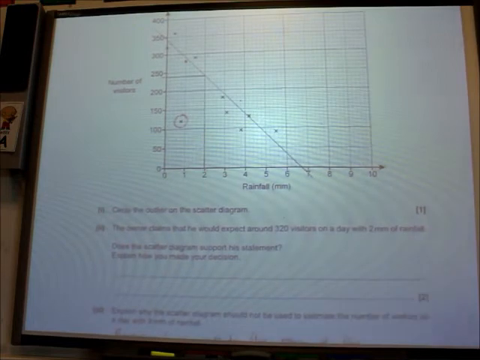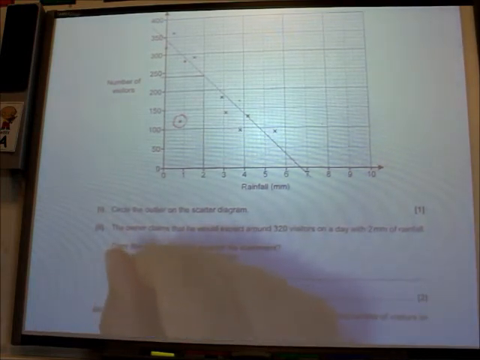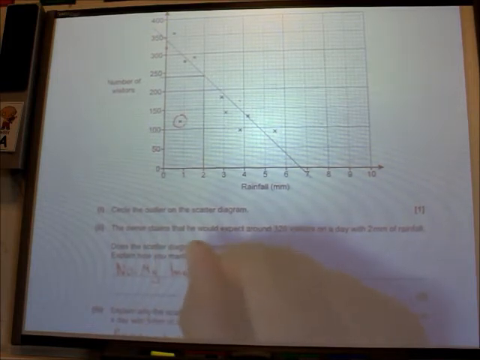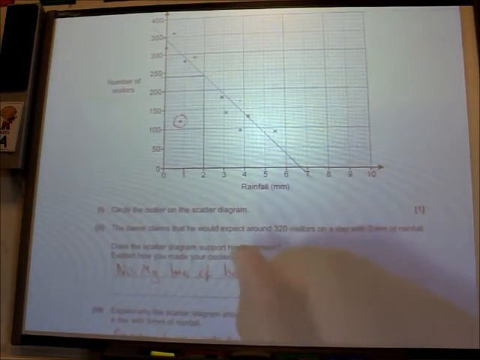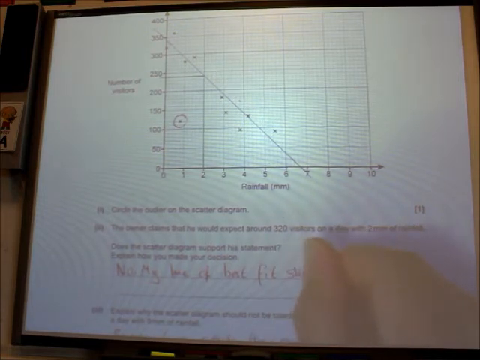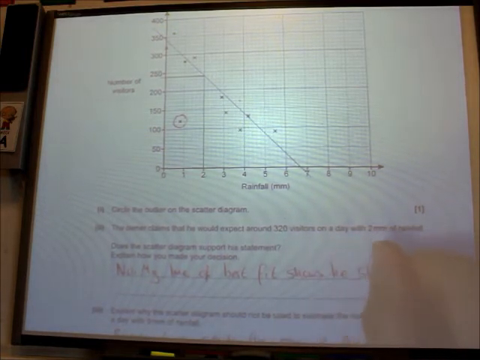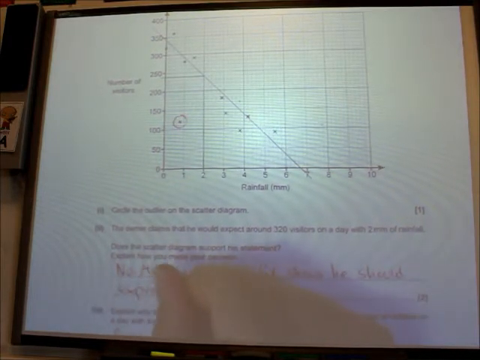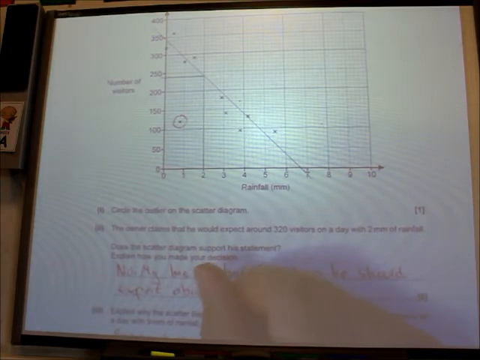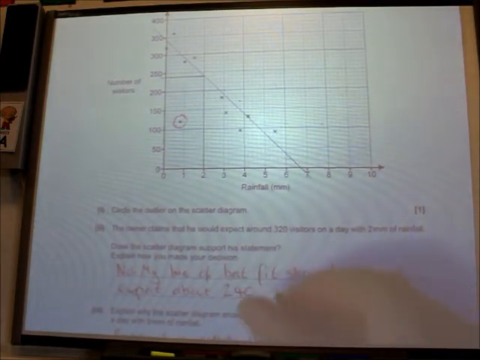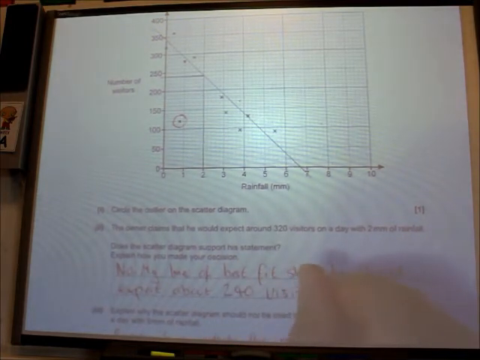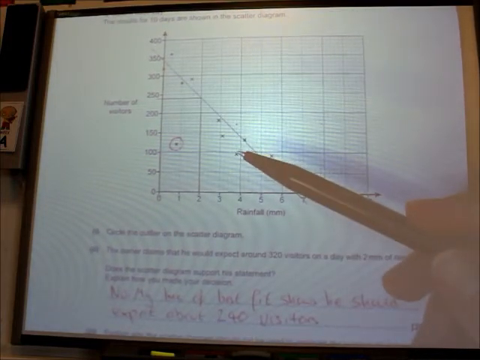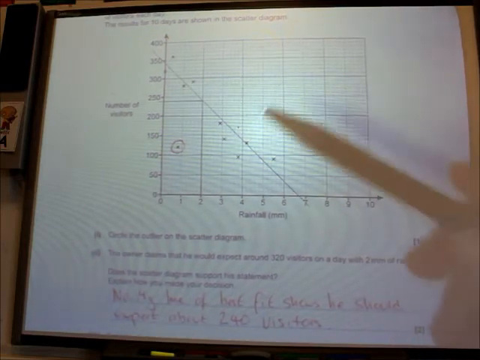So does it support his statement? I would say no. My line of best fit shows he should expect about 240 visitors. I'll be honest, it's a little bit hit and miss, these things, because I think days of the week have a really big impact on this sort of thing. But anyway, there we go.